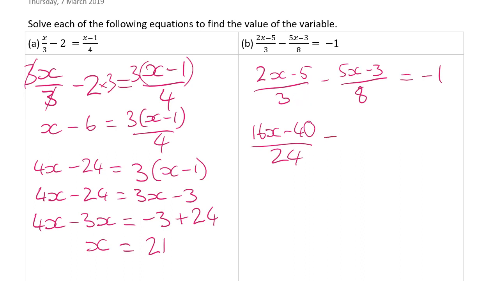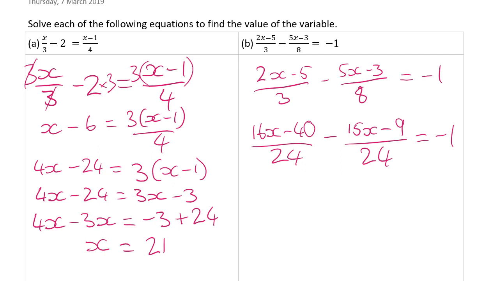Great. Minus, and then here I need to times top and bottom by 3 because 8 threes are 24. So that's going to be 15x minus 9, because 5x times 3 is 15x and negative 3 times 3 gives me negative 9 here. This minus just stays there. It carries down. And 3 eights are 24. Again, this just stays as negative 1 because I haven't done anything to it.